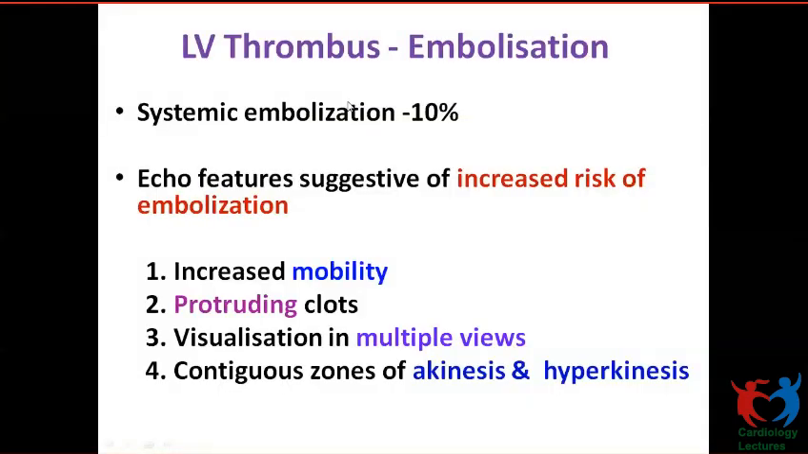And what is the incidence of systemic embolism? Around 10%. And echo features suggestive of increased risk of embolization are increased mobility, protruding clots seen in multiple views, and at the zones of akinesis and hyperkinesis. If they're at the akinesis and hyperkinesis junction, then they are more prone for embolism.